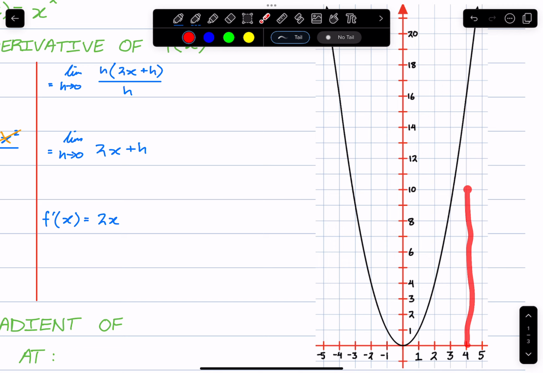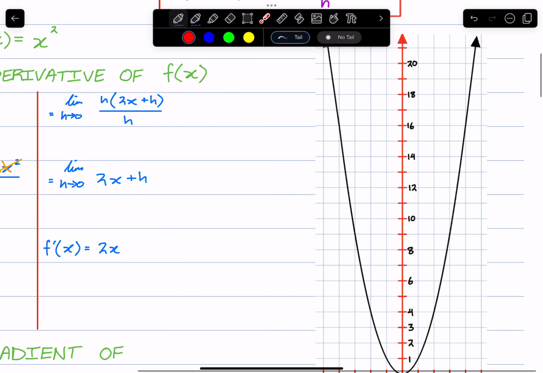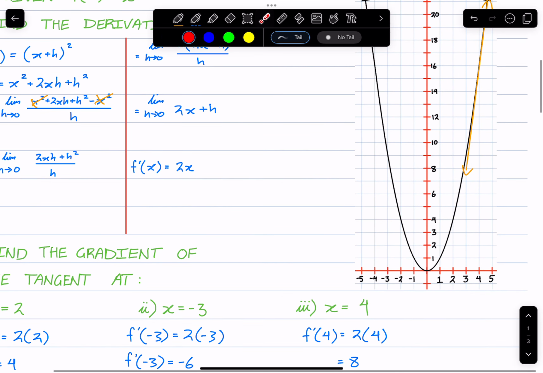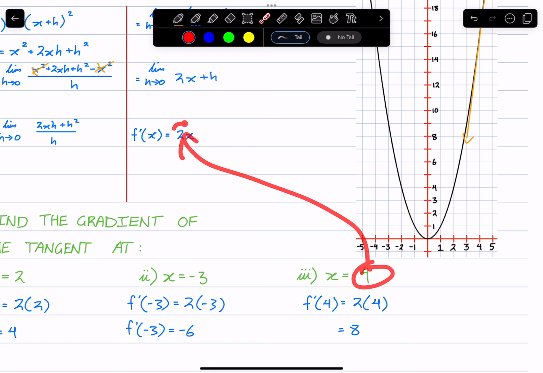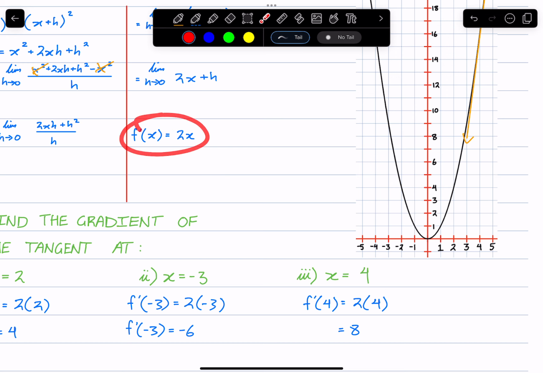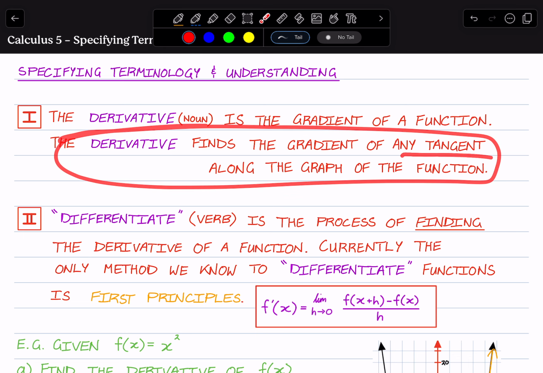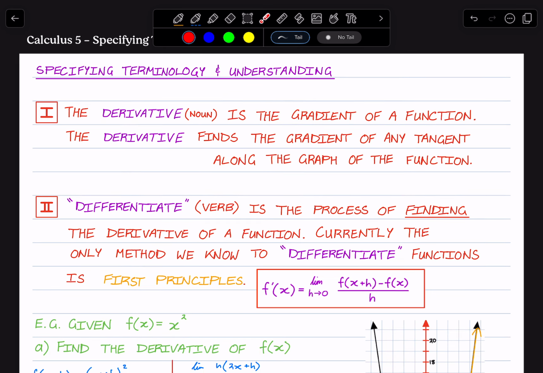Graphically, what that means is if we were to go to x equals 4, go up to where this hits the graph of our function, and draw a tangent at that point, what the derivative does is it tells us the gradient of that tangent at the point 4 by substituting it into the derivative, which could also be called the gradient function, because it gives the gradient, as it says here. The derivative finds the gradient of any tangent along the graph of the function.